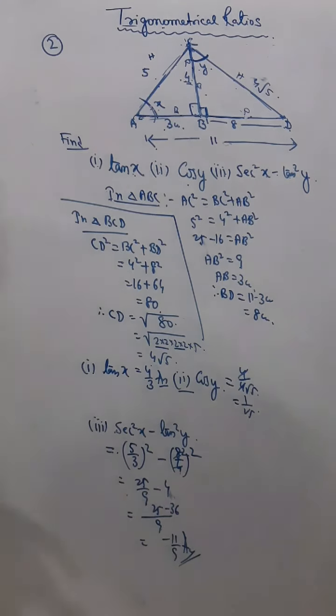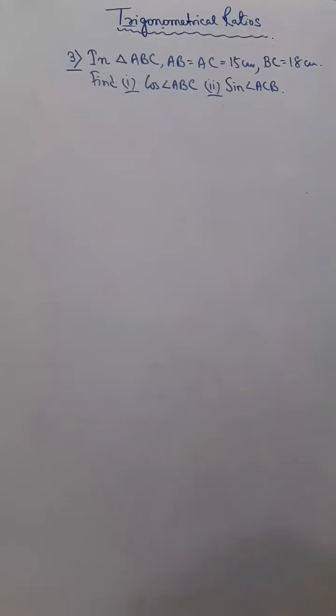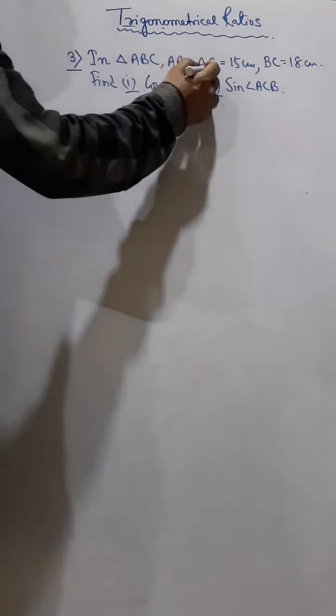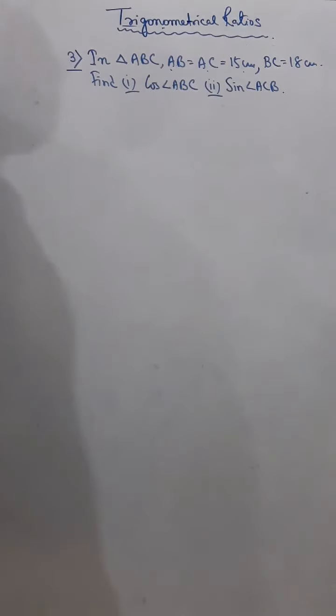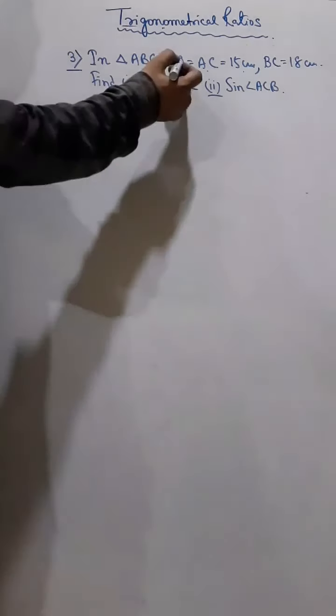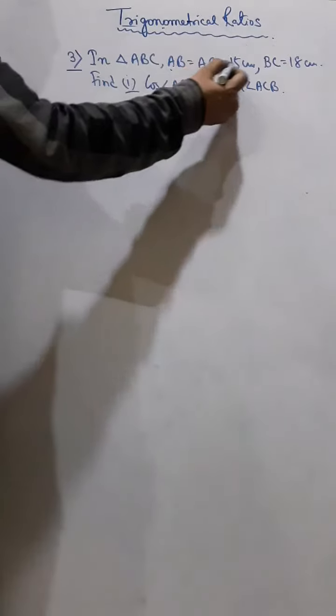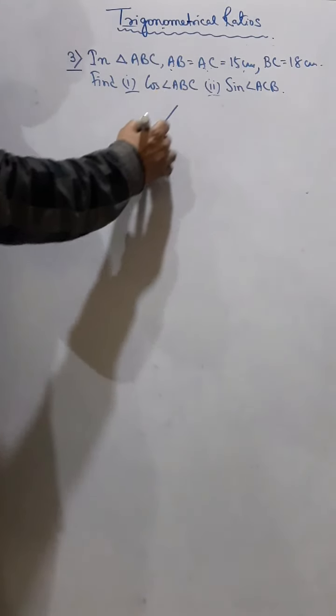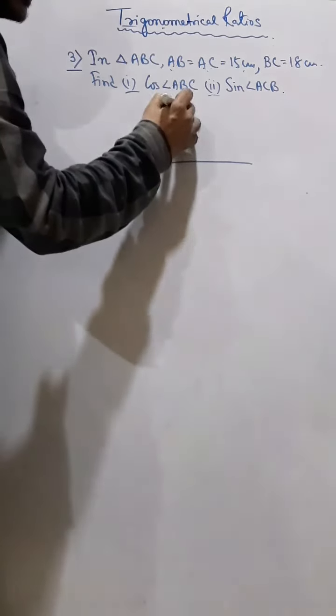Okay, now you can copy this sum. Okay, now see this sum. Now here they told, in triangle ABC, AB equals AC equals 15 centimeter and BC is equal to 18 centimeter. Now here they didn't tell it's a right angle triangle. They just told this is an isosceles triangle. AB equals AC is 15. So first we'll draw the diagram.